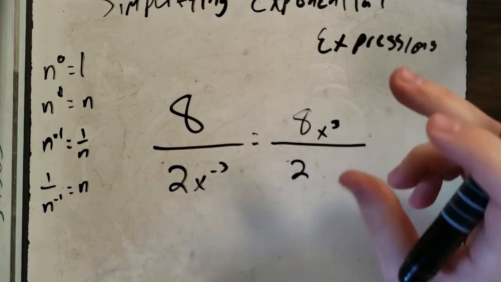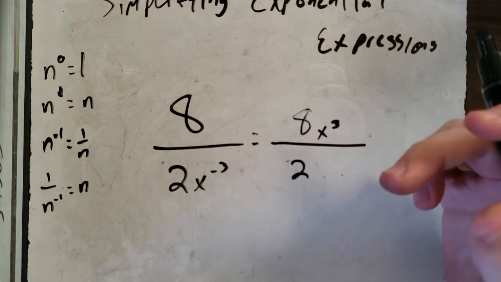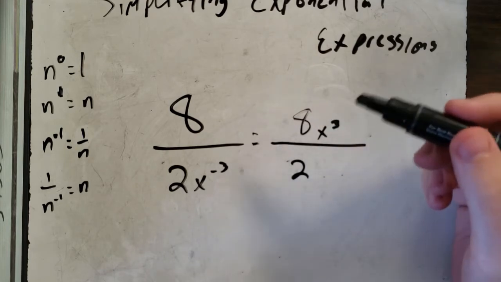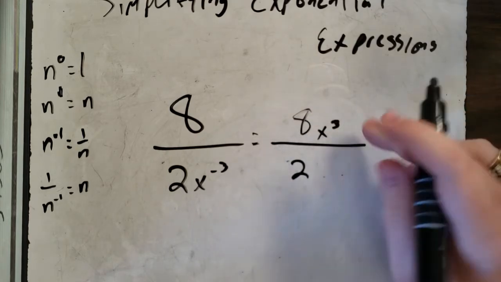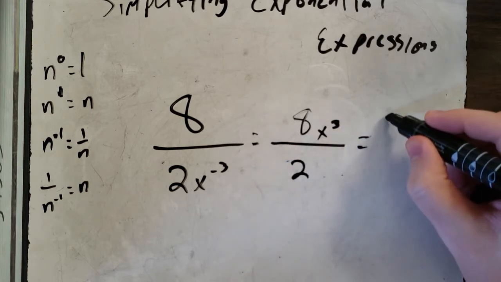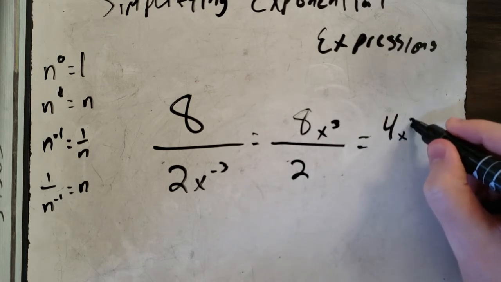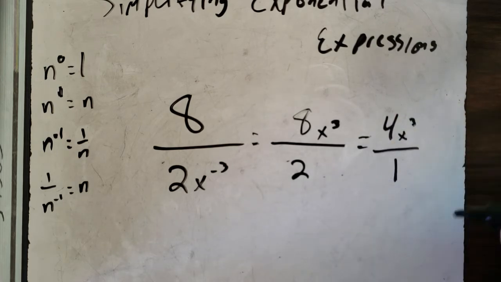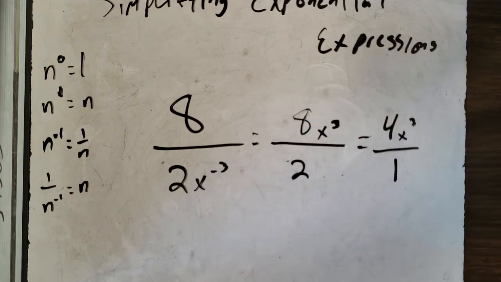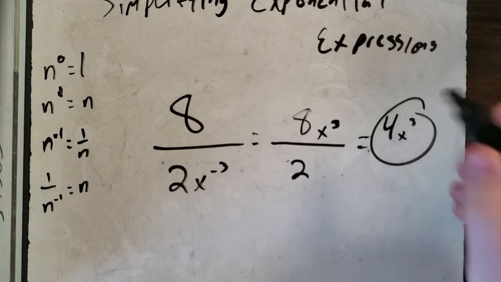Now, are we done? Not quite. Because what we can do, we have an 8 and a 2, we can simplify those things, right? The fraction bar means division, right? So go ahead and divide. If you can divide it, divide it. 8 divided by 2. And we know that 8 divided by 2 is 4, right? Our x stays where it is. Now, if you want, you can put it over 1 because that's how it is, but you don't have to. You can go ahead and just leave it as 4x to the third power.